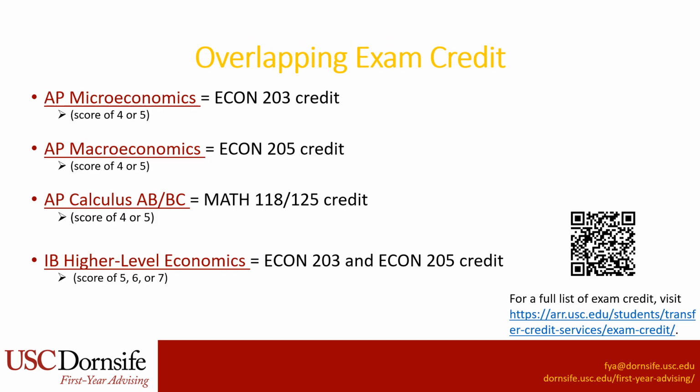And likewise, you can potentially earn credit through AP exams as well. So AP Micro score of 4 or 5 will give you Econ 203 credit, AP Macro Econ 205 credit, AP Calculus A, B, or BC will take care of the Math 118, 125 requirement, and IB Higher Level Economics will also earn you Econ 203 and Econ 205 credit.